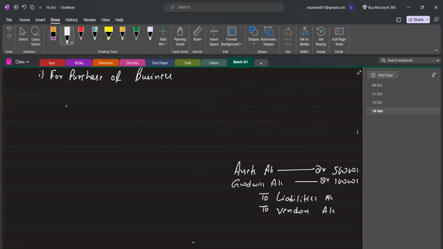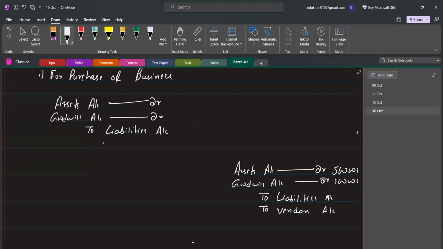So for the purchase of business, we will write assets account debit, goodwill account debit, to liabilities account, to vendor account, and to capital reserve account.